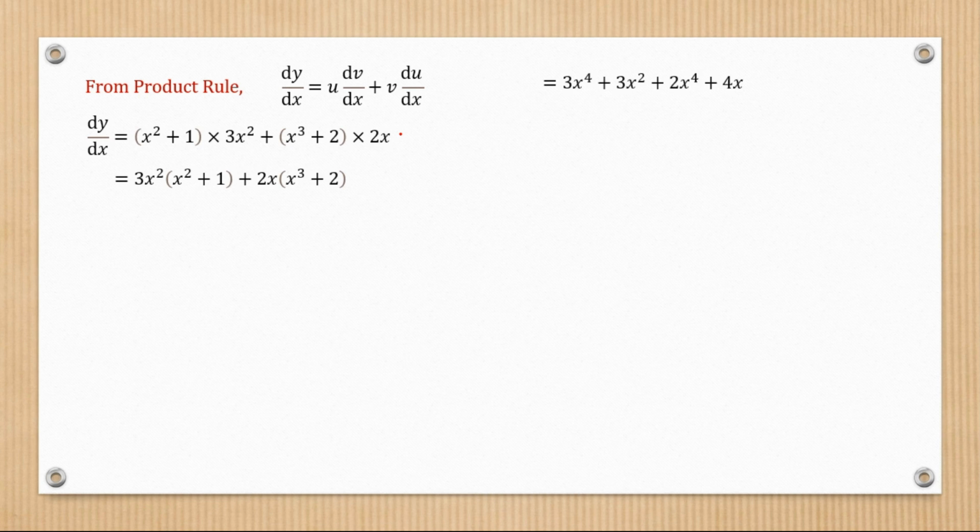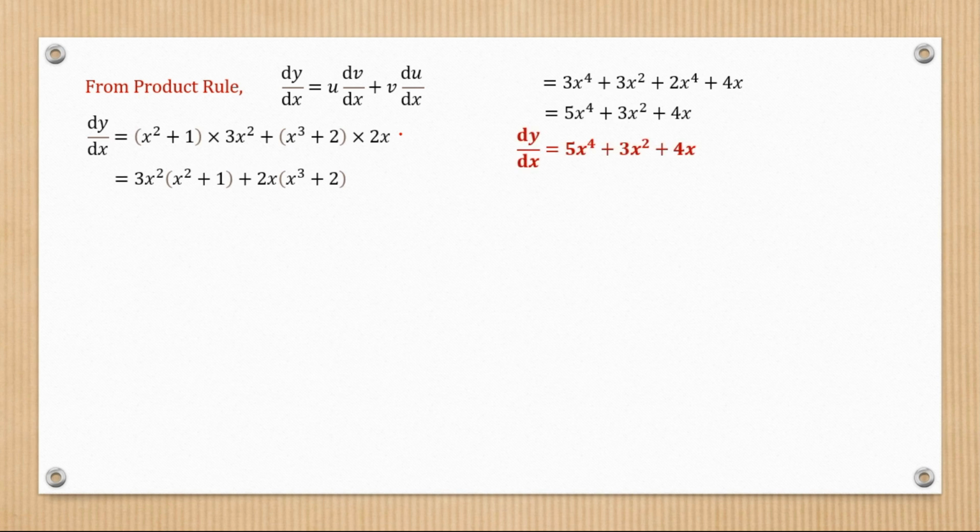But every time we deal with product rule, it's better to simplify your function into the simplest form. So in this case, we can open the brackets, and this is what we end up having. So you have 3x to the power 4 plus 3x squared plus 2x to the power 4 plus 4x. And then we can see that the 3x to the power 4 plus 2x to the power 4 will add, and then we'll have 5x to the power 4.